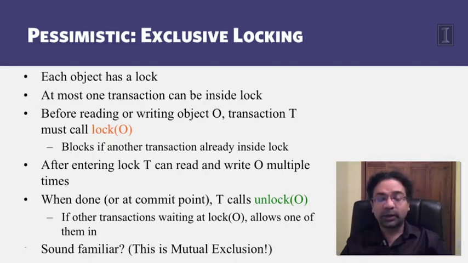However, once a transaction T has locked an object O, it can then read and write the object O multiple times. It doesn't need to call lock every time. So it can lock the object once at its beginning and then do all its accesses and then unlock it at its end. This should sound familiar to you because this is very similar to the mutual exclusion problem and solution that we discussed earlier. In fact, you could use any of those techniques here to implement exclusive locking. But that's kind of orthogonal to what we are discussing here because we are at the semantic level, or the level of transactions.